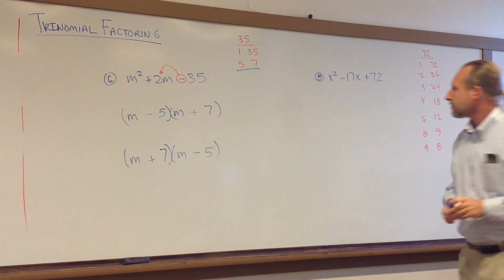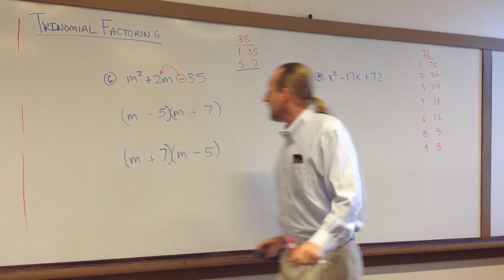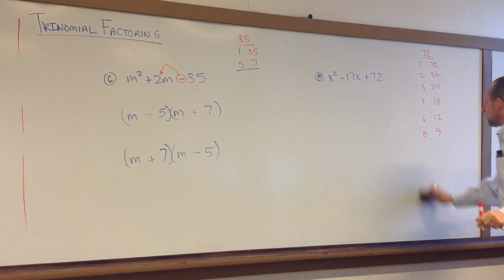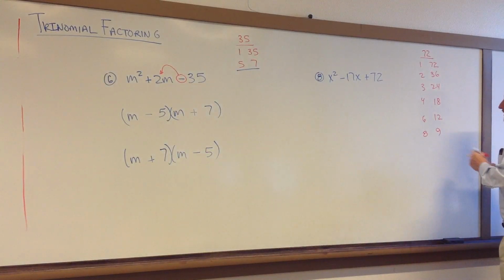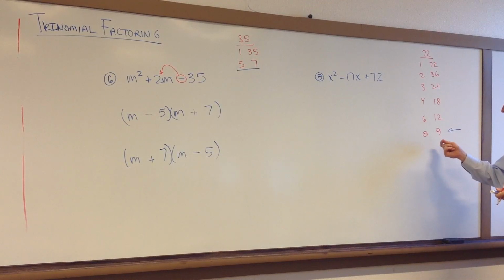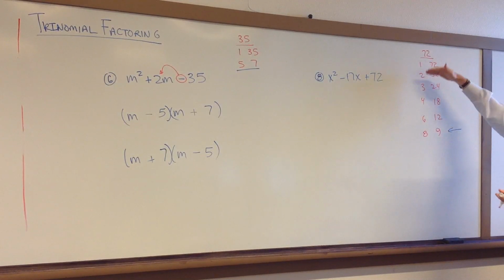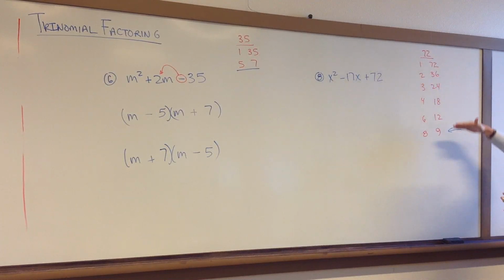Okay? All right. So what I'm saying is that it's more likely for your answers to come from the factor pairs that are closer together than the factor pairs that are farther apart. Not to say that these won't ever be the answer, it's just more likely here. So I usually start my guessing with these factor pairs.